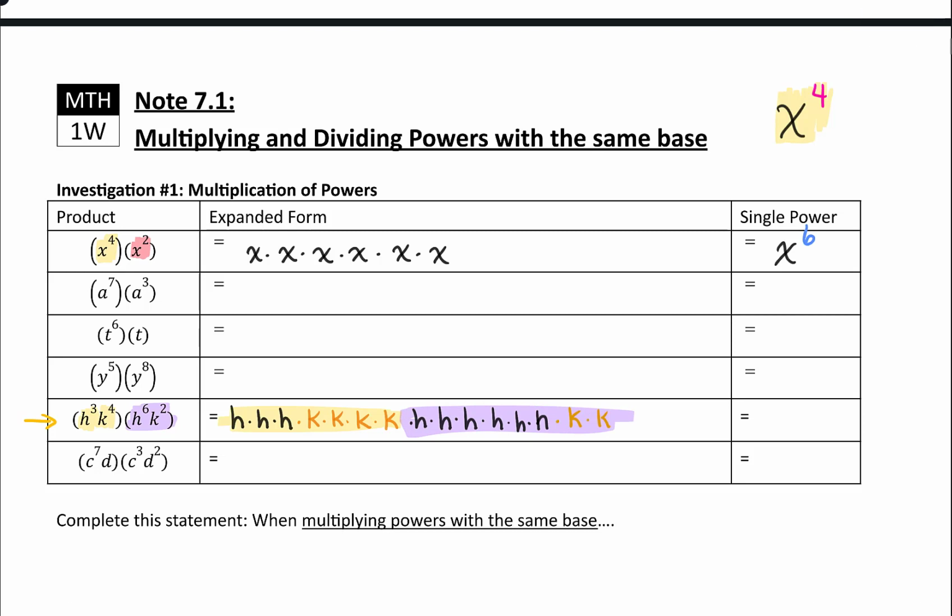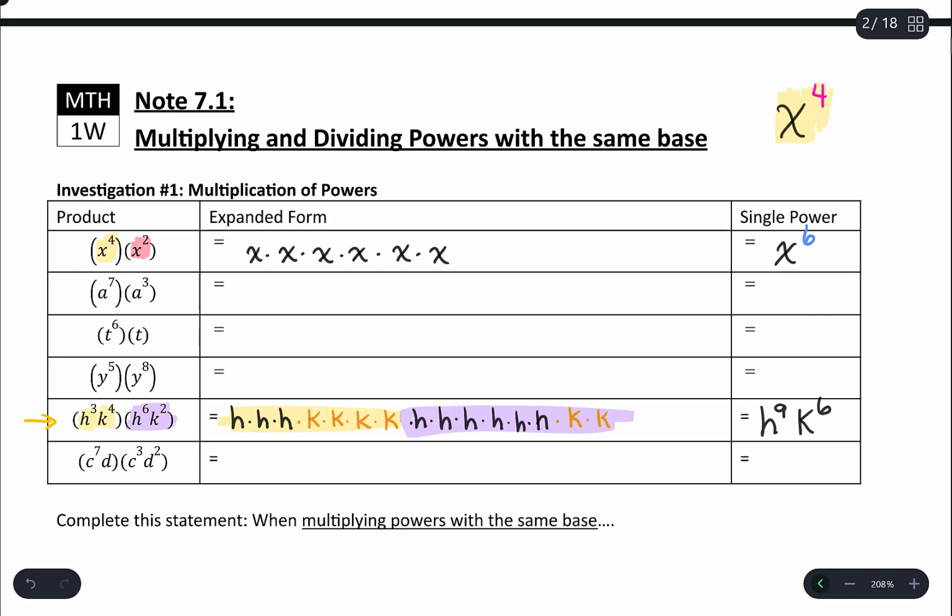Now, if I was going to write these as a single power, I'm only going to worry about bases that are the same. So I'm going to look at only the h's and count how many h's I actually have. Let's circle them: 1, 2, 3, 4, 5, 6, 7, 8, 9 h's. So I could write h to the exponent 9, because I have 9 of them repeated with each other. If I did the same with my k's, I'd see 1, 2, 3, 4, 5, 6. I have 6 k's, so I have k to the exponent 6.